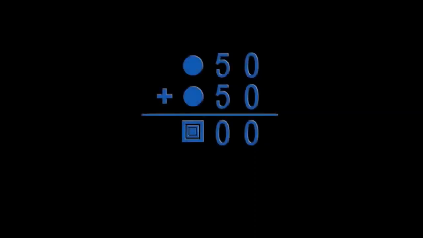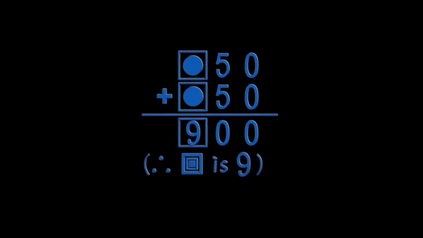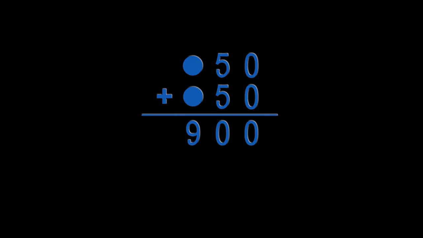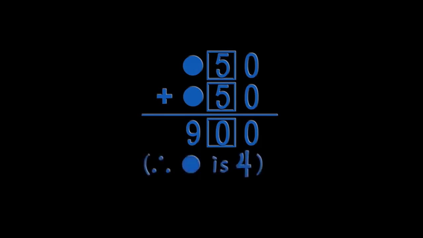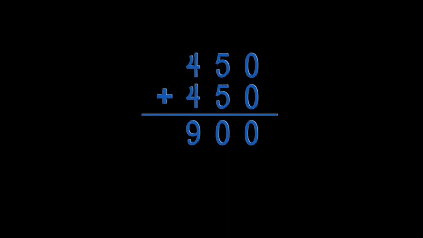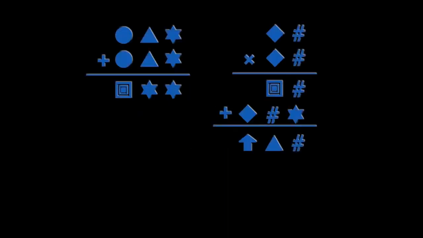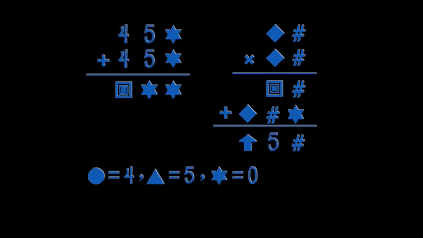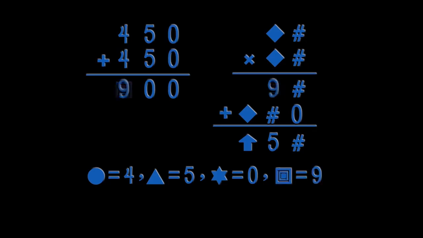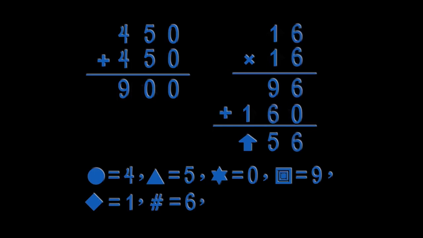Let me finish solving this 3-digit addition problem. Which number equals 9 when it's added to itself? In the tens column, 5 plus 5 is equal to 10. So 1 is carried forward from the tens column to the hundreds column. Therefore, circle is 4. From the symbol operations, we now know circle is 4, triangle is 5, star is 0, square is 9, diamond is 1, pound is 6, and arrow is 2.